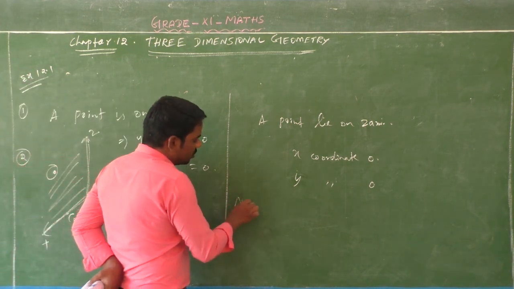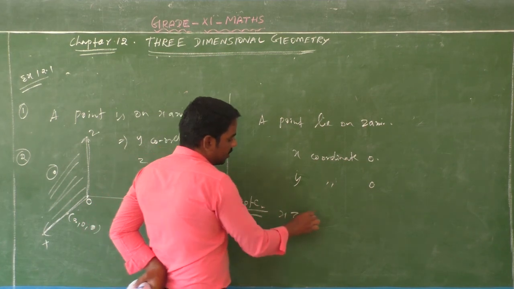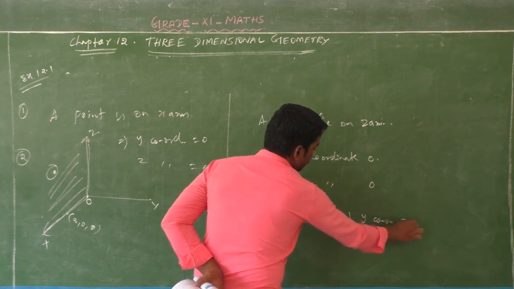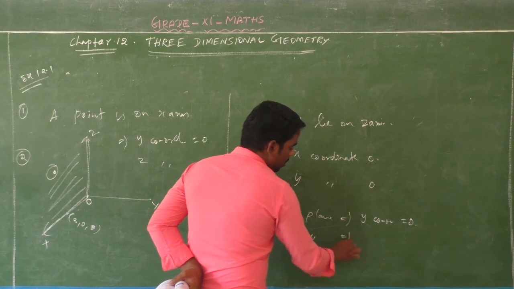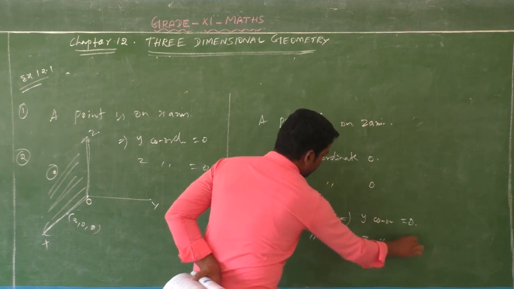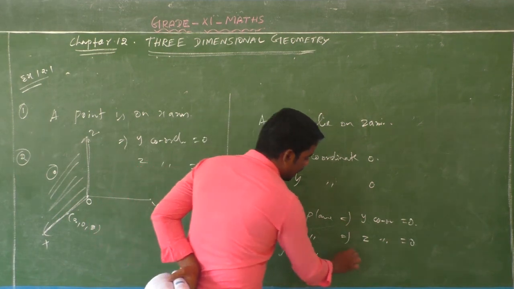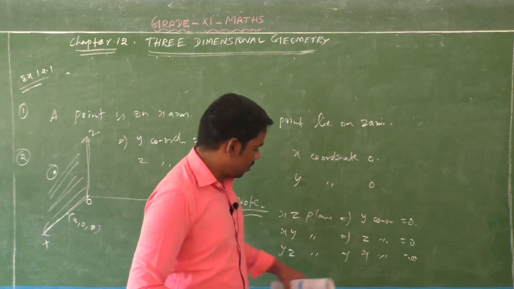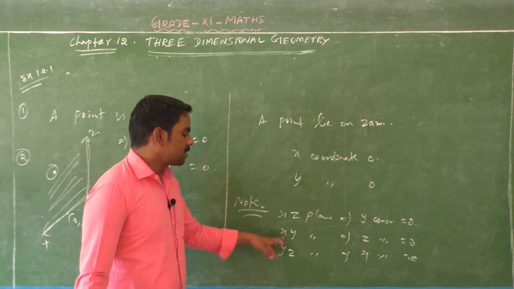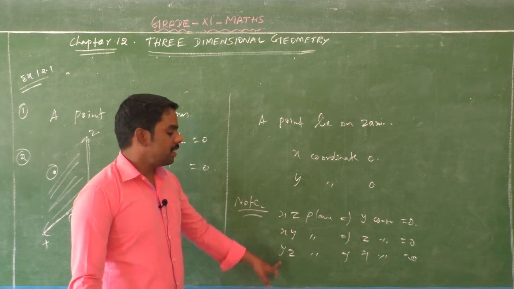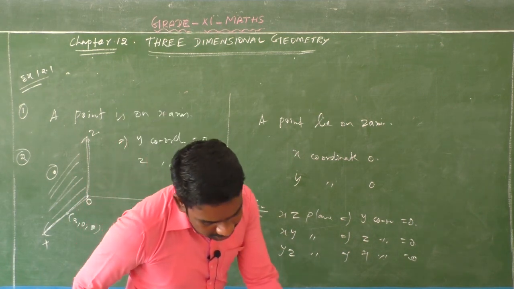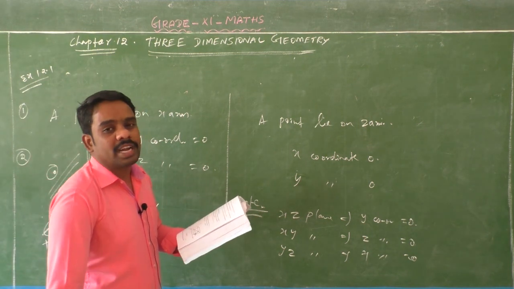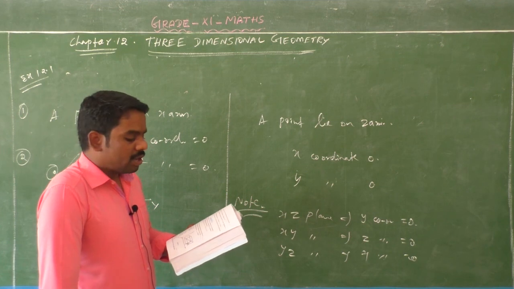So listen, note: in the xz plane, the y coordinate value is 0. In the xy plane, the z coordinate value is 0. In the yz plane, the x coordinate value is 0. So xz plane, y coordinate 0; xy plane, z coordinate 0; yz plane, x coordinate value is 0. Therefore, the next question: a point is in the xy plane. What can you say about its z coordinate? The z coordinate value is 0.